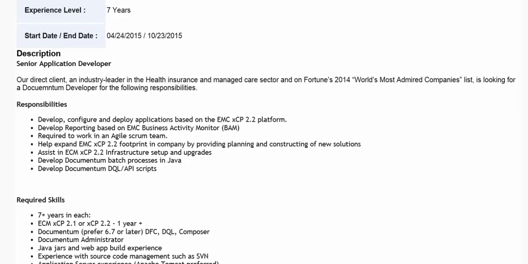They have the position title and then an explanation of what the position is going to entail. And they have then a list of the responsibilities. And you'll notice that this bulleted list involves active verbs: develop, configure, and deploy, develop, expand, assist, develop, develop. So these are verbs that you should be using in your letter of application and resume.